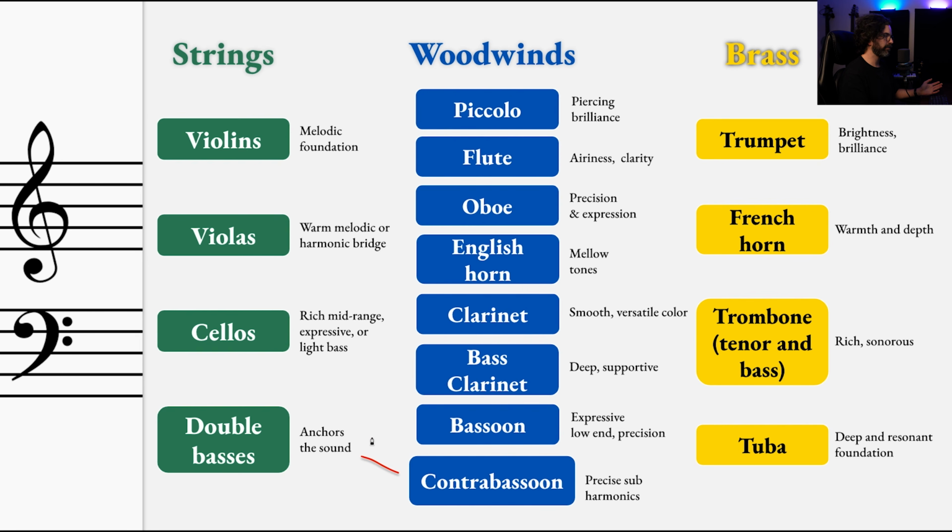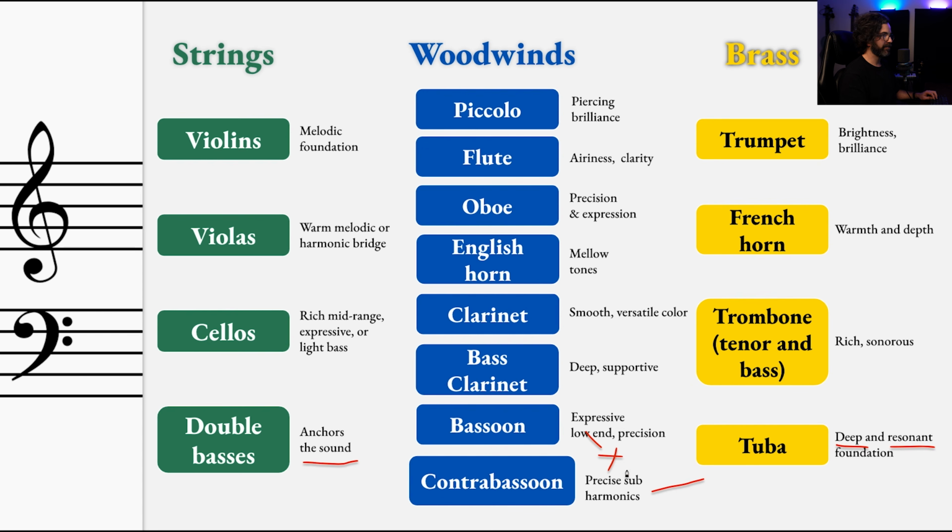So I love to think, when you're making these decisions, when you're pairing different instruments together, you add these different effects together. So if I have my double basses, I anchor my sound. If I add a contrabassoon, then I add some precision. Then if I would add my tuba, I would add a deep and resonant foundation. So add some deepness in the sound and some resonance within this.